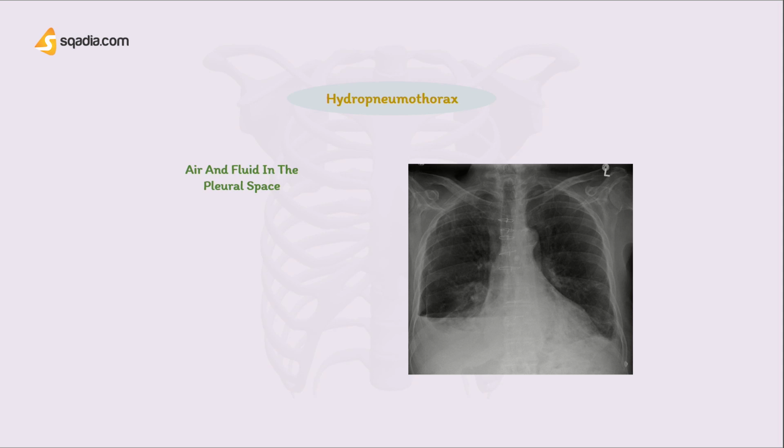Talking about hydropneumothorax now, a hydropneumothorax is air and fluid in the pleural space. An erect chest X-ray will show an air-fluid level. The causes of hydropneumothorax can be iatrogenic, usually by introduction of air into the pleural space during a pleural fluid aspiration or chest drain insertion. It can also be due to trauma or presence of a gas-forming organism, which is still a rare cause.